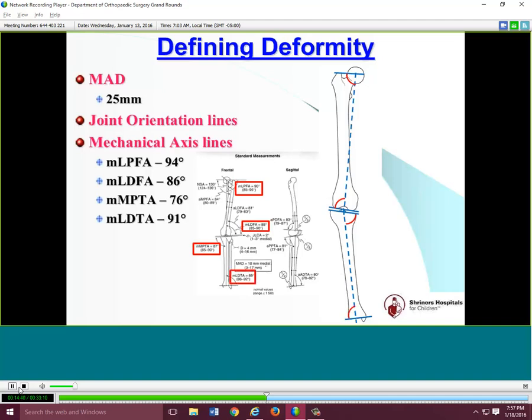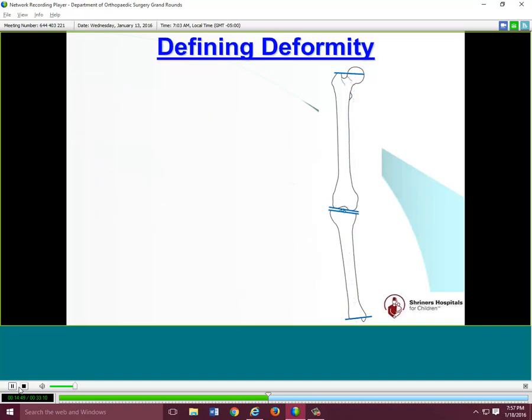And look at the lateral distal tibial angle, that's 91 degrees. And again, that falls within the normal range there as well. So our deformity seems to be primarily from the proximal tibia. All right, so where in the tibia is the deformity?